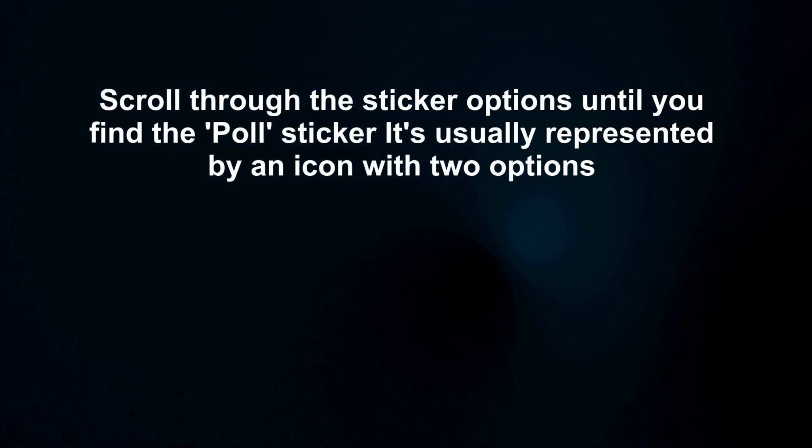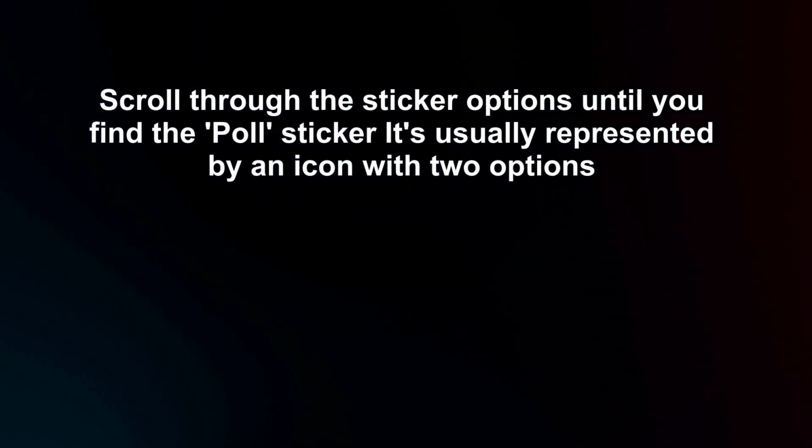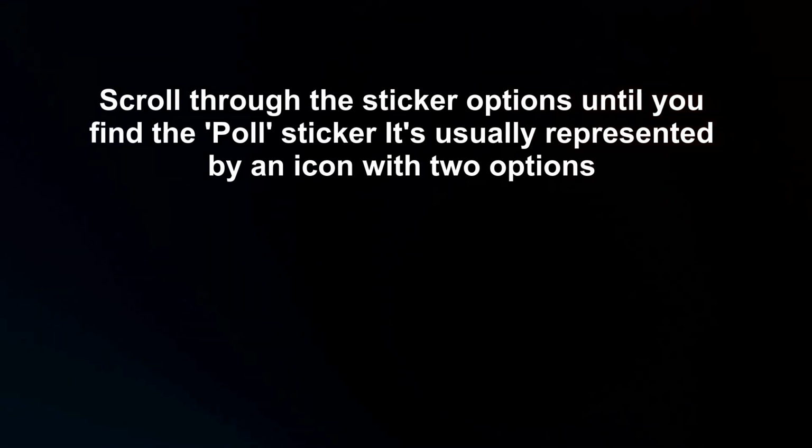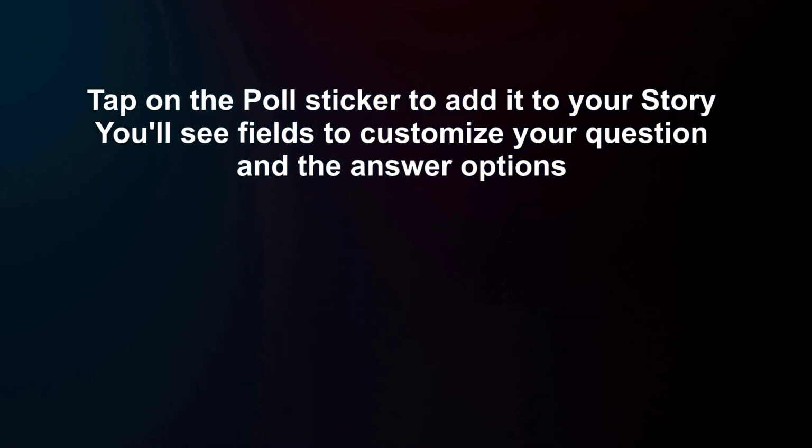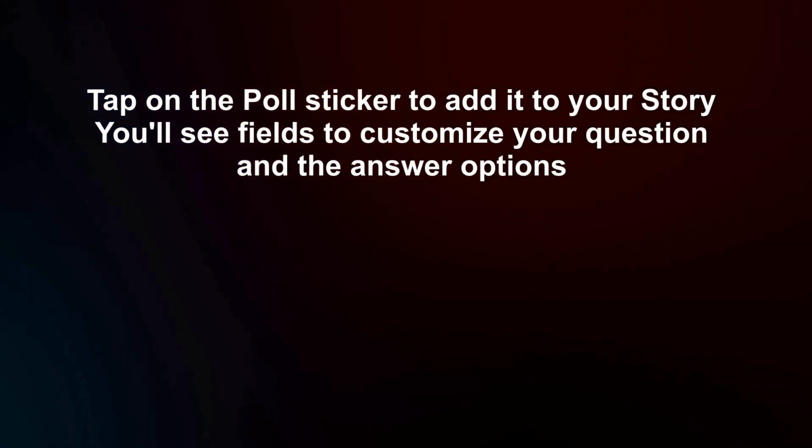Scroll through the sticker options until you find the poll sticker. It's usually represented by an icon with two options. Tap on the poll sticker to add it to your story. You'll see fields to customize your question and the answer options.